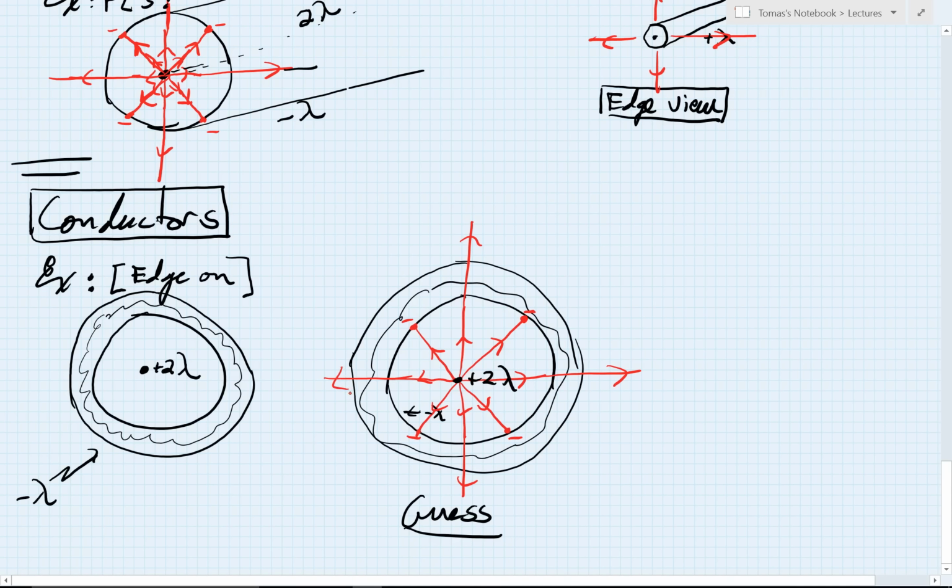But now there's something very interesting happening here, because I am dealing with a metal, with a conductor.